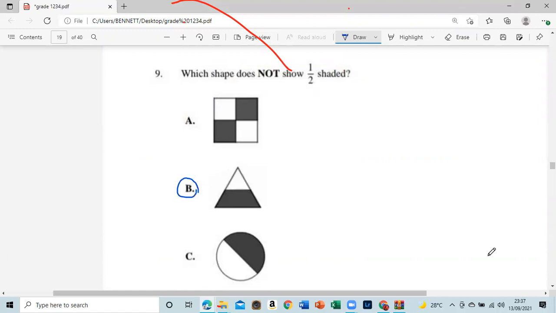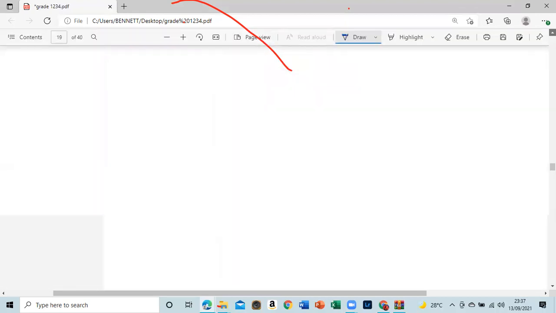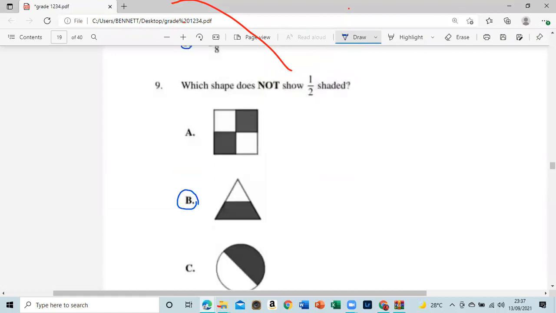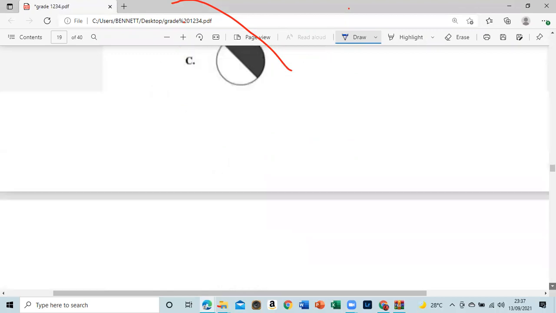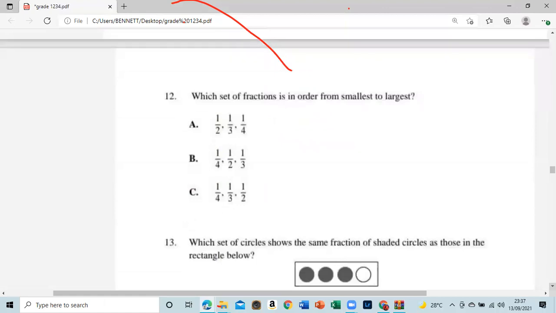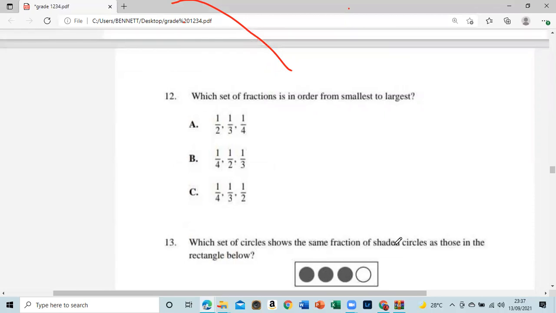Alright, so that would be, guys, you have to be smart in demo time. That was number 11. This is number 9. Anyway, the person that sent it to me, thank you so much, but you didn't send all of it. I see I'm at 12 already, so I missed out some. Alright. Number 12. Which set of fractions is in order from the smallest to the largest?